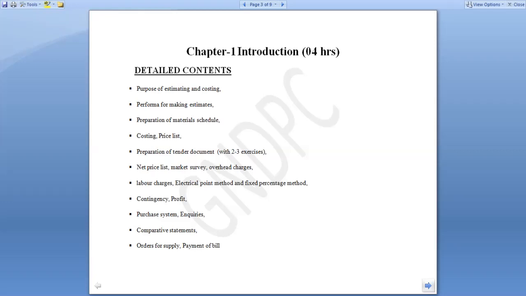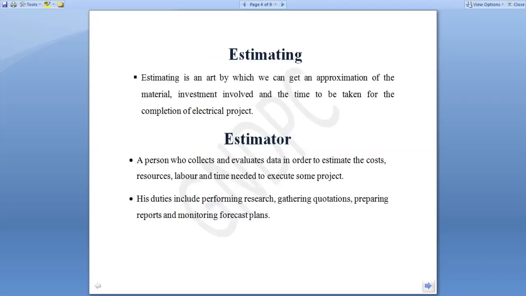Then come your labor charges, which actually include how to pay the labor for their work. These will be the electrical point method, fixed percentage method, or per unit basis. Contingency, profits, purchase system in detail, including all the inquiries related. Then will be the comparative statements, which will include preparation of the comparative statements and the procedures involved, orders for supply, and finally the payment of bills.